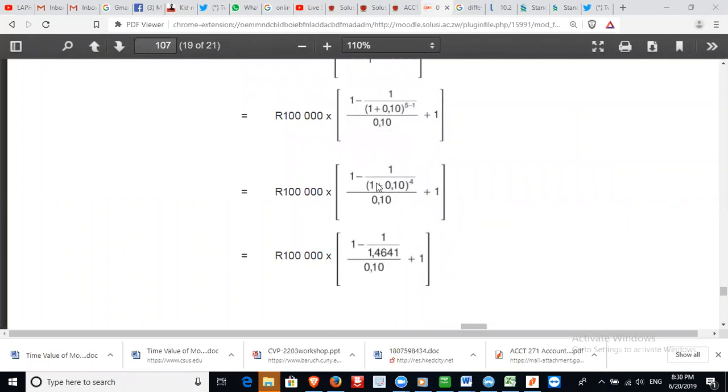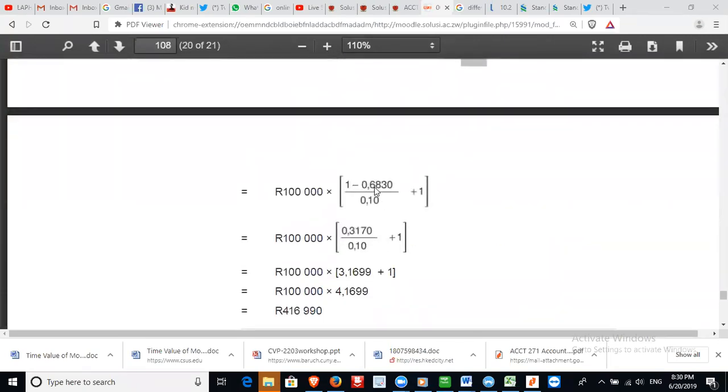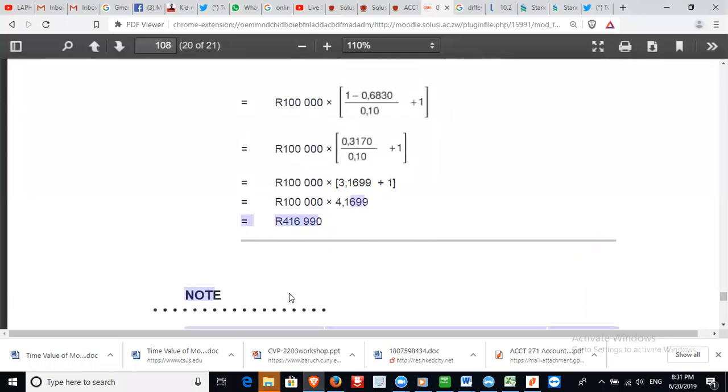Then you calculate what is 1 plus 0.1, which is 1.1 to the power 4. We get 1.4641. We say 1 divided by 1.4641. You get 0.6830. Then 1 minus 0.6830 divided by 0.1, we get 3.1699. You add it to 1, then you get 4.1699 multiplied by 100,000. Are you together? Right?